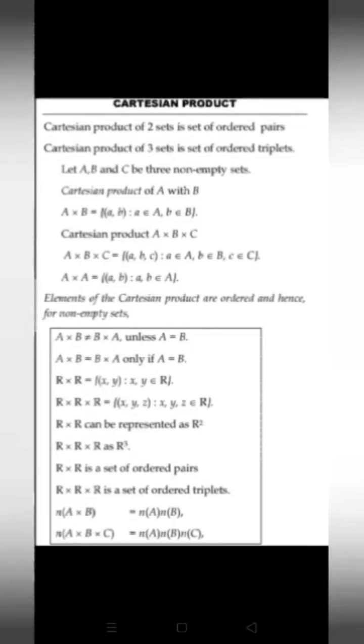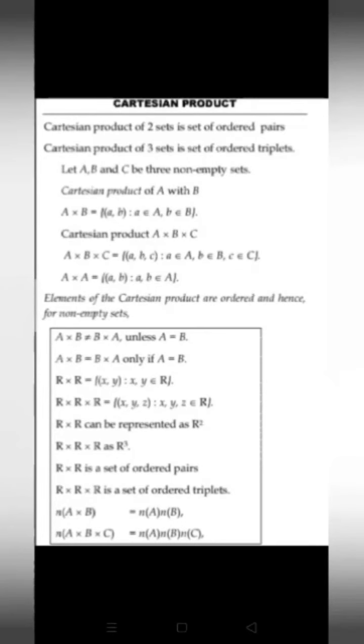Our first element belongs to the first set, second element belongs to the second set and third element also belongs to the third set. Do you understand, students? So, A cross A equal to the set of all ordered pairs (a, b) such that a and b belong to A. Right?